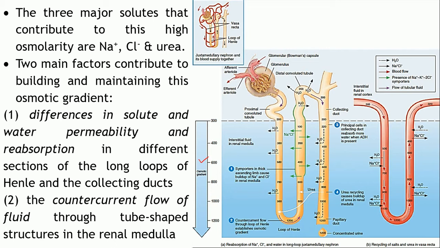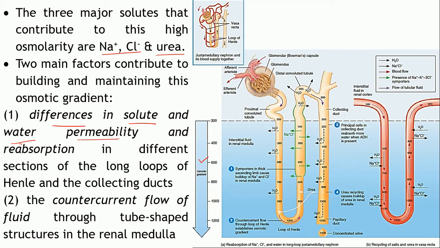It's because of the movement of these 3 substances, sodium, chloride and urea, which makes it possible to build up and maintain this osmotic gradient. So what makes it possible? That's the differences in the solute and water permeability. As the fluid is traveling along the tubules, there is a difference in the movement of the solutes and water out of this tubular fluid, right? It is variable depending upon the different parts of the nephrons.